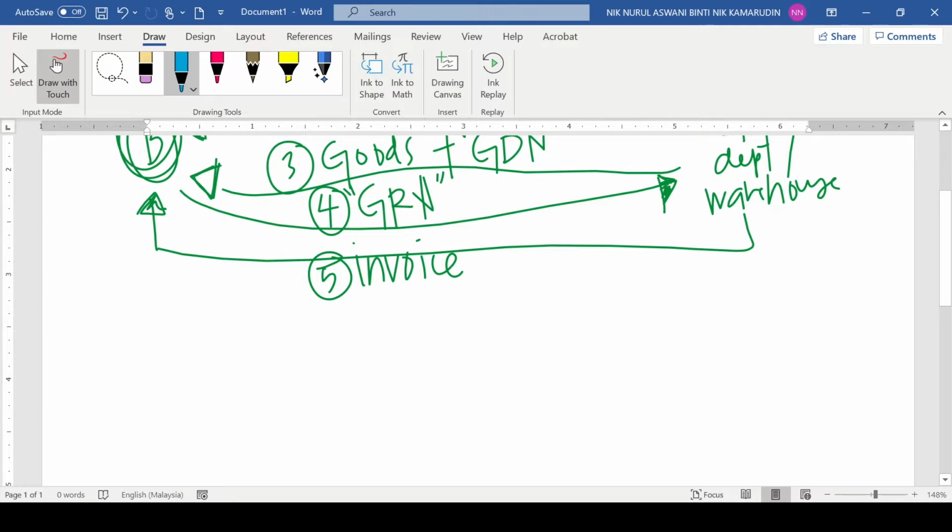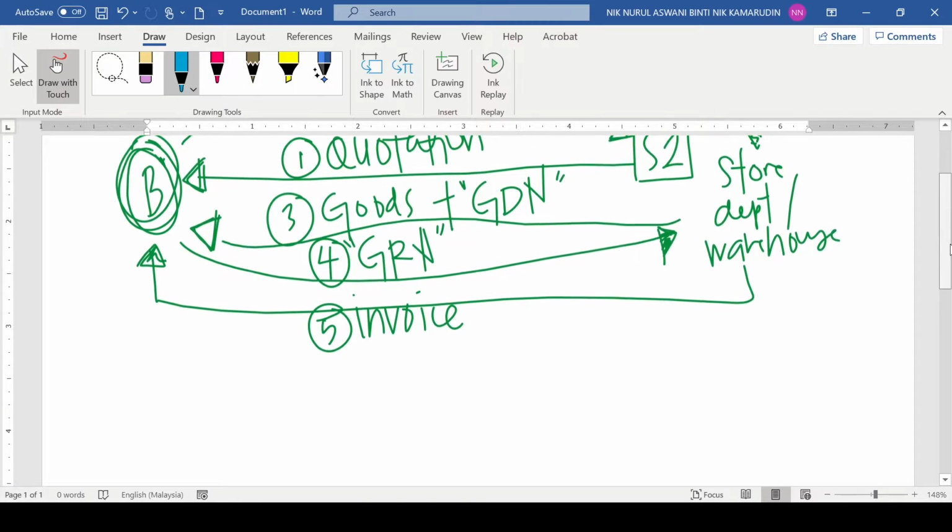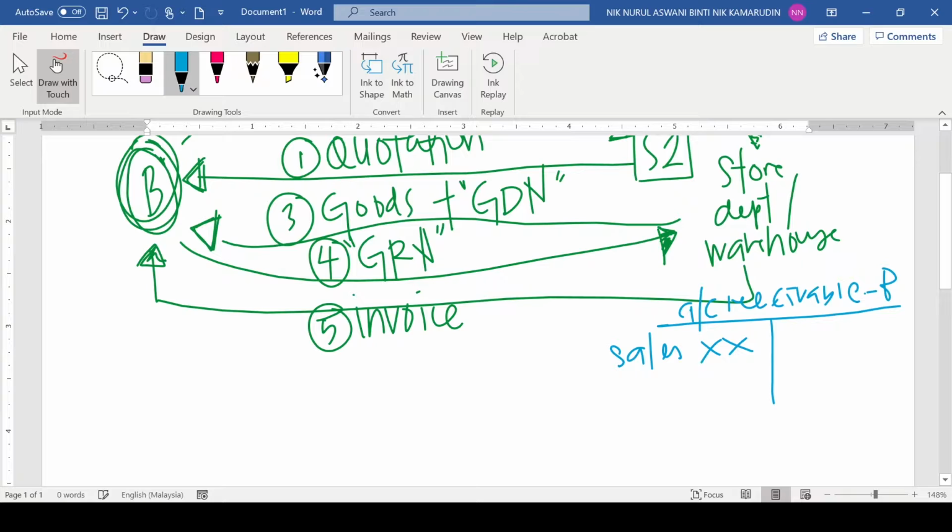So what happened here in supplier 2? When they send you the invoice, they have prepared your account receivable, because they sold you goods on credit. They are going to record it here as sales. And when you receive the invoice, you are going to prepare an account payable for supplier 2, for the purchase of goods. So this is what happened.